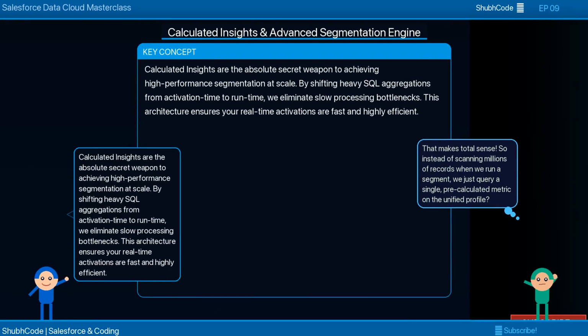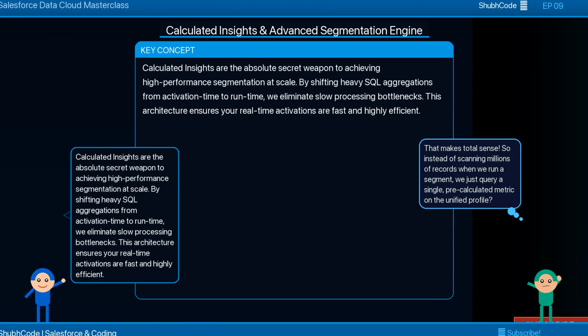Let me explain this simply. Calculated Insights are the absolute secret weapon to achieving high-performance segmentation at scale. By shifting heavy SQL aggregations from activation time to runtime, we eliminate slow processing bottlenecks. This architecture ensures your real-time activations are fast and highly efficient. That makes total sense. So instead of scanning millions of records when we run a segment, we just query a single, pre-calculated metric on the unified profile?